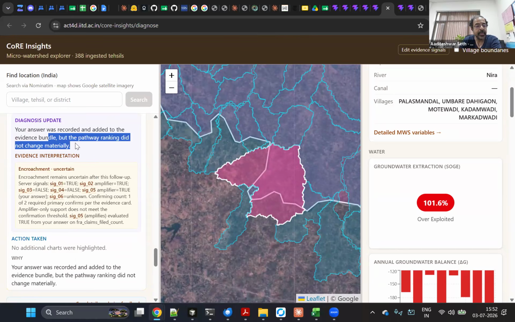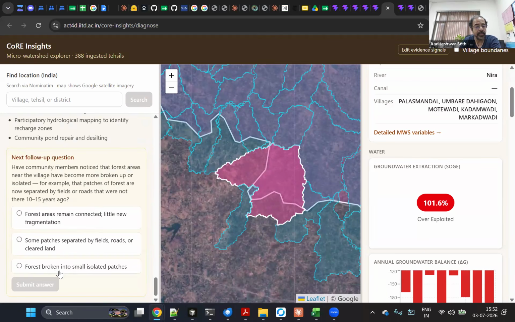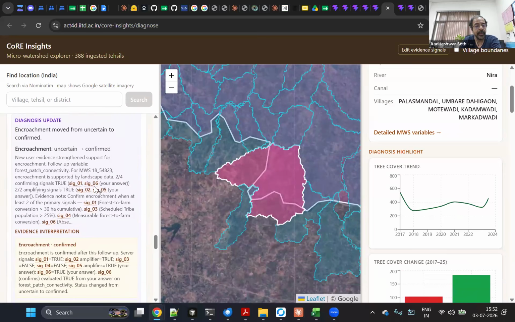So with this one, the pathway ranking did not change. It took this feedback, and nothing changed in its diagnosis. Then it says, well, is the forest broken into small isolated patches? You say yes, and then it says that, okay, now I included this and I am now more sure, more confirmed, that encroachment into forest areas is happening in this area.